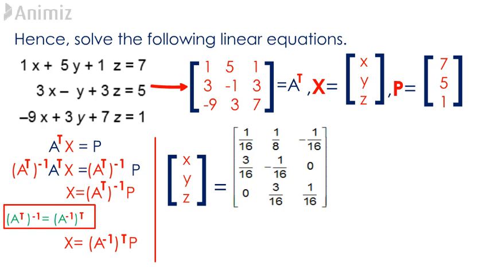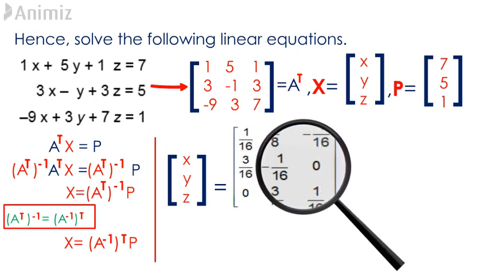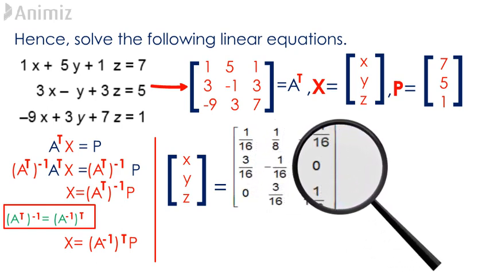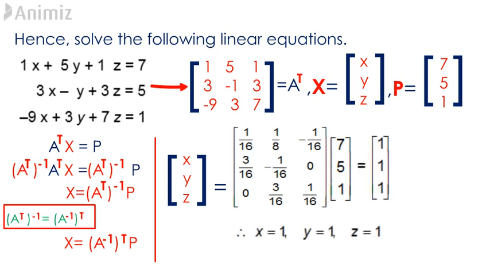The transpose of A inverse is found by interchanging the rows and columns of A inverse obtained in the previous part of this question. The transpose of A inverse is 1 over 16, 1 over 8, -1 over 16, 3 over 16, -1 over 16, 0, 0, 3 over 16, 1 over 16. Matrix P contains the elements 7, 5, 1 from the right-hand side of the linear equations given. Multiplying A inverse transpose with matrix P gives matrix X to be 1, 1, 1. So, equating this to x, y, z gives us x equals 1, y equals 1, and z equals 1.